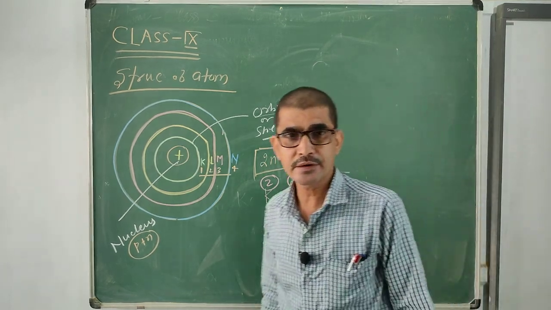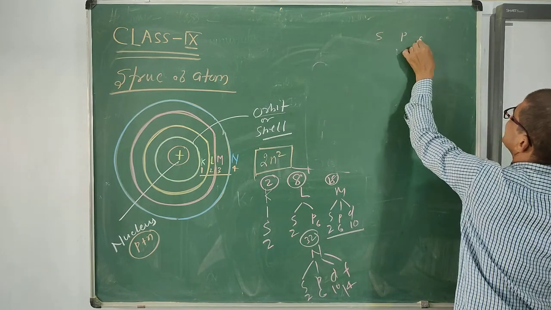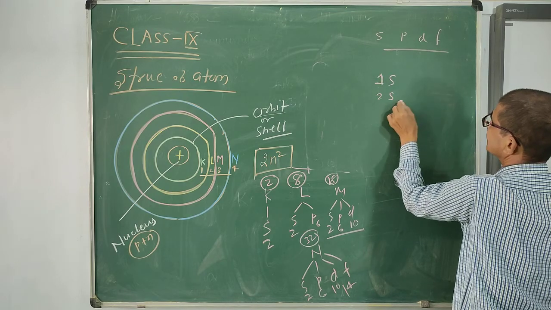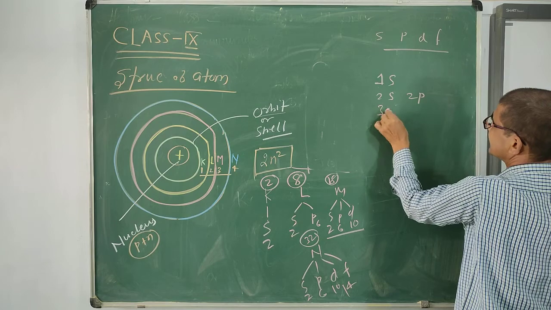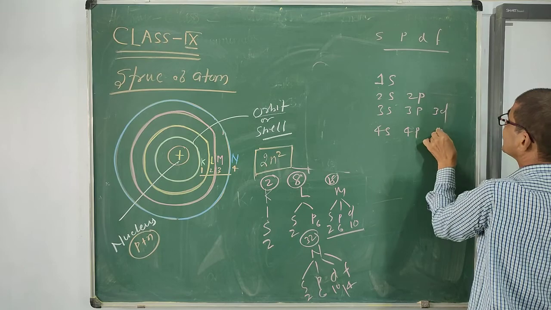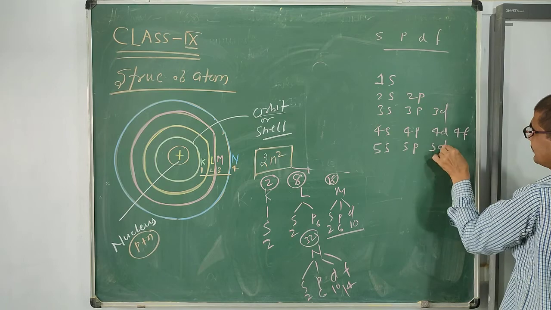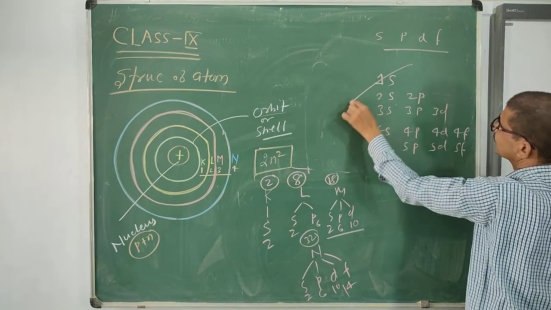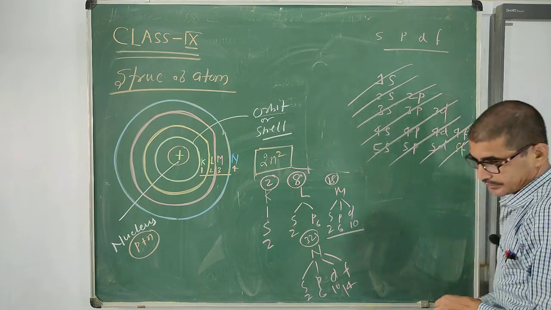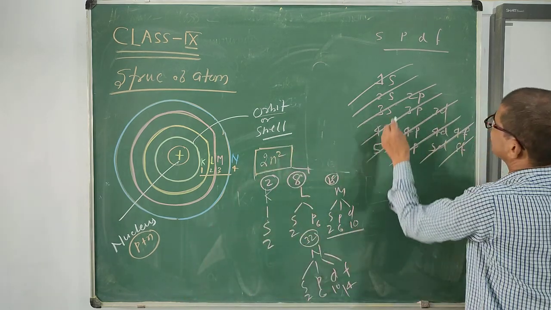Now, as far as electronic configuration in an orbital is concerned, there are 4 orbitals: S, P, D and F. So 1s, 2s, 2p, 3s, 3p, 3d, 4s, 4p, 4d, 4f, 5s, 5p, 5d, 5f and so on. Electrons enter like this. This is a way of entering the electron in an orbital. This can be made clear here. How does an electron enter into the orbital?